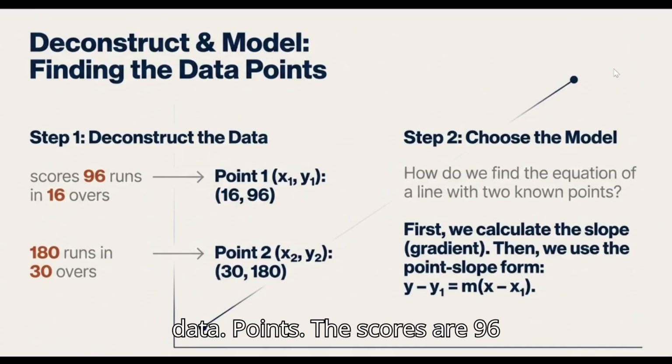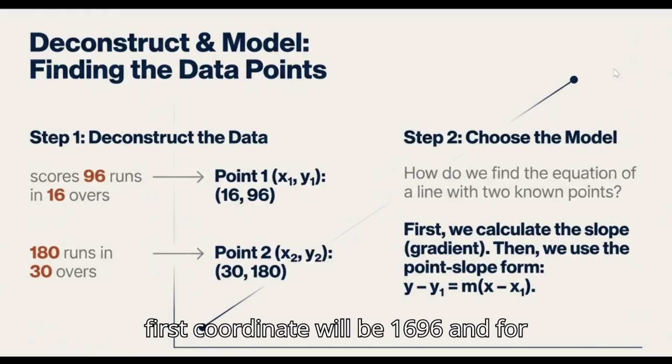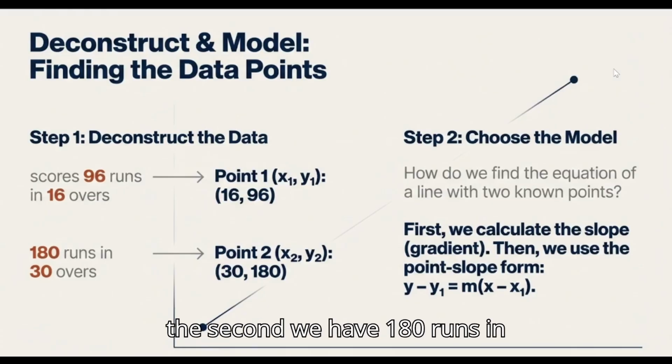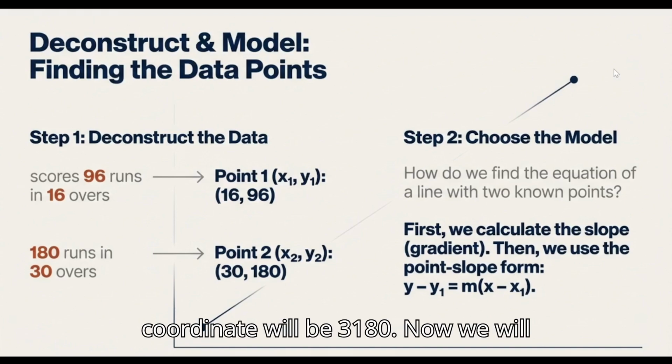The scores are 96 runs in 16 overs. That means our first coordinate will be 16, 96. And for the second, we have 180 runs in 30 overs. That means our second coordinate will be 30, 180.